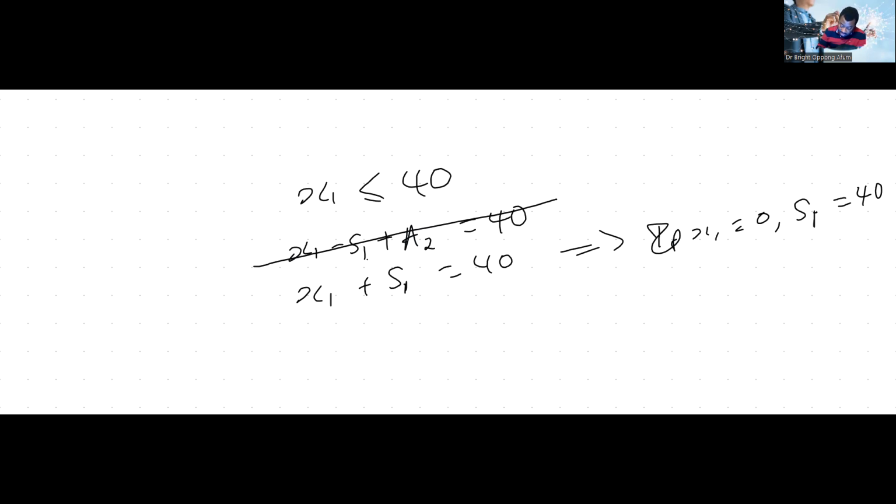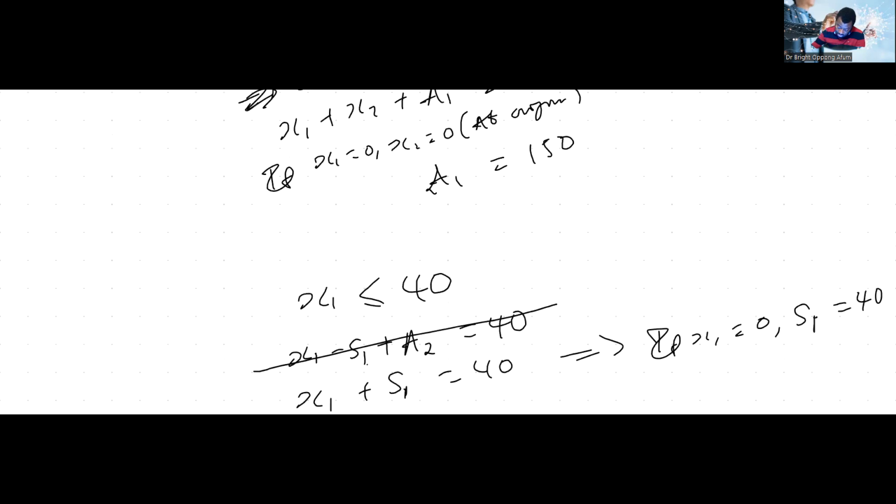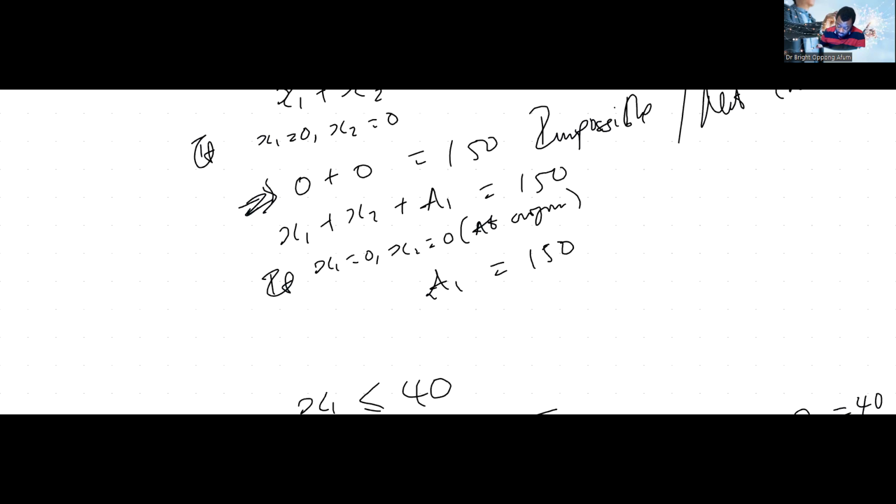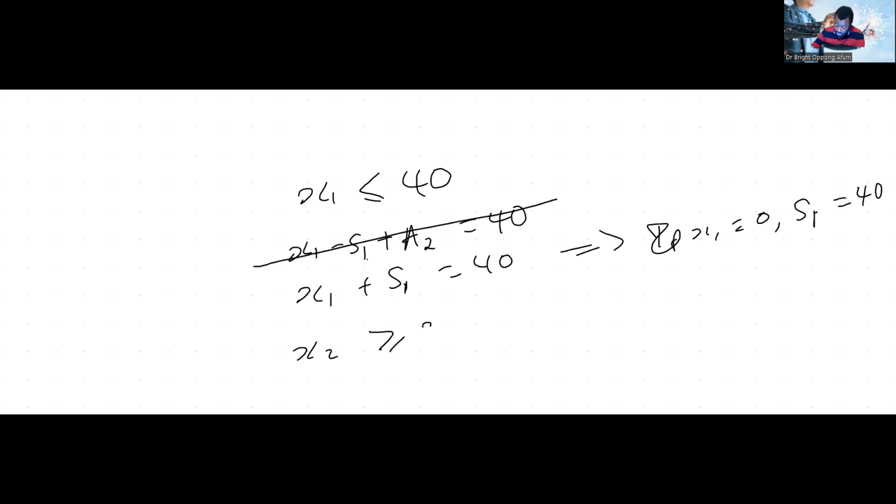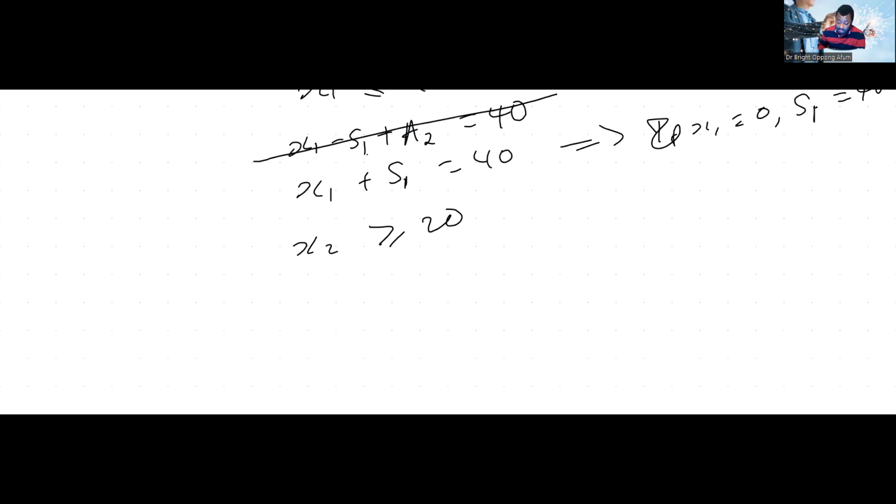Then the next one is x2, all the cost, is greater than or equal to 20. x2 is greater than or equal to 20, which is a minimization, right? So this one will be x2 minus s2. I'm using s2 because this is the second time we are introducing s2 in the model. Then plus a2 is equal to 20. So a2 is also because we are using that artificial variable for the second time.